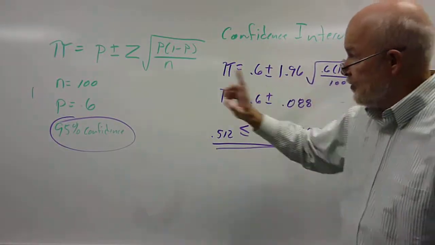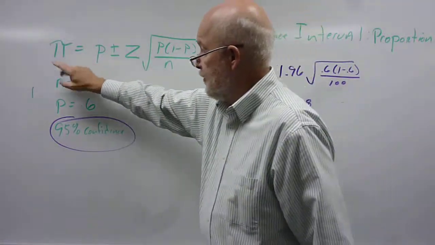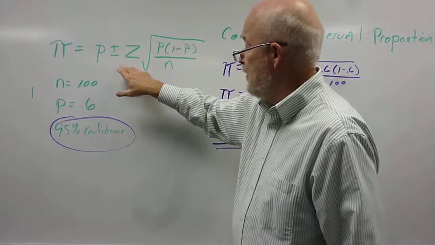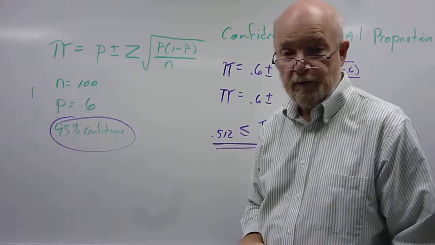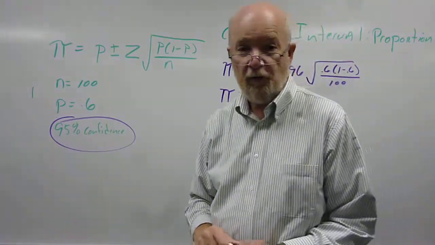Confidence interval for proportion. Pi, which is the proportion, is equal to p plus or minus z times the square root of p times 1 minus p over n. Confidence interval for a proportion.